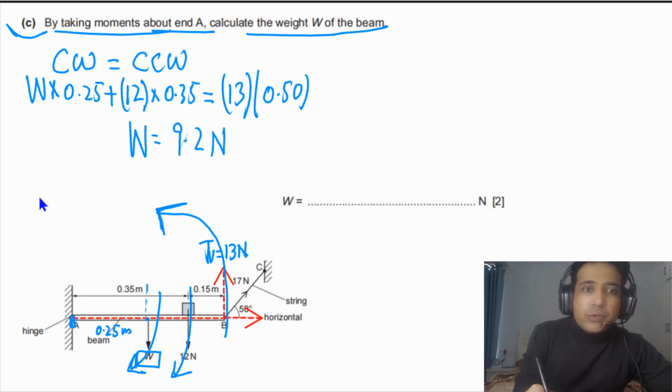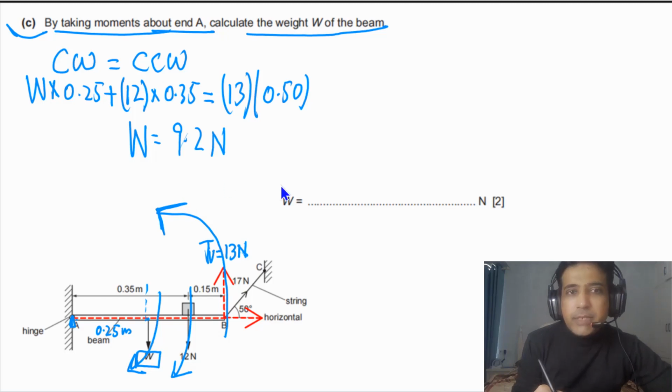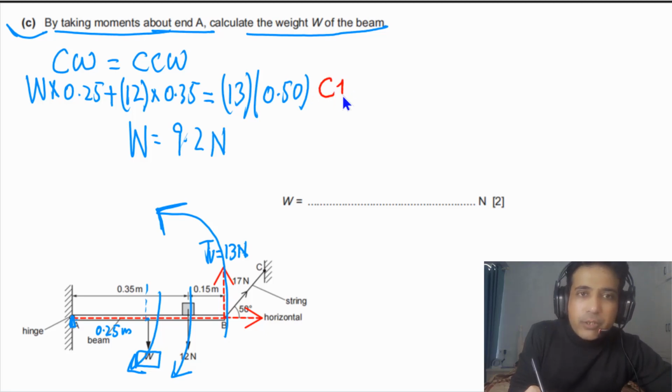So this is our final answer, and this question has only 2 marks. The first mark is the C mark. If you have calculated the values of the moment, you will get 1 C mark, and if you have got the right answer, you will also get the answer mark. So this is how marks will be awarded to you.